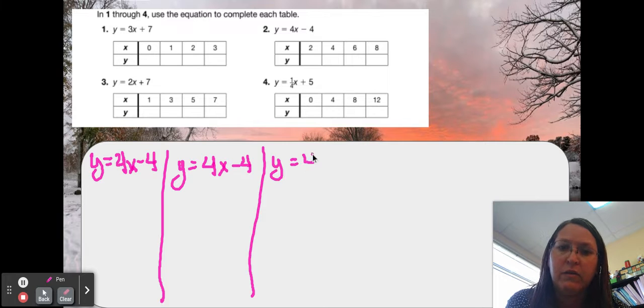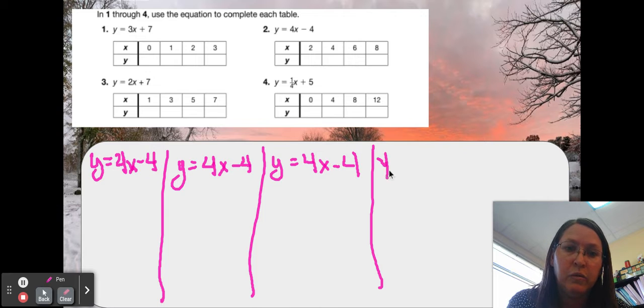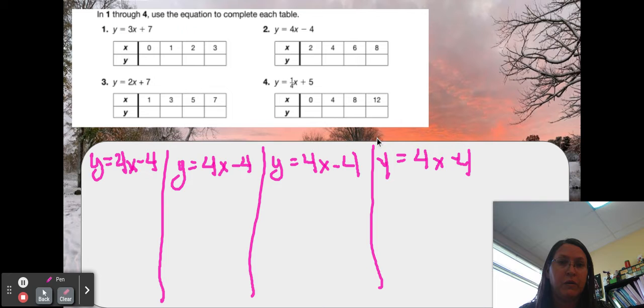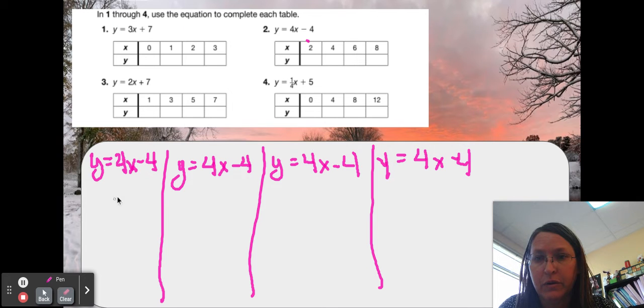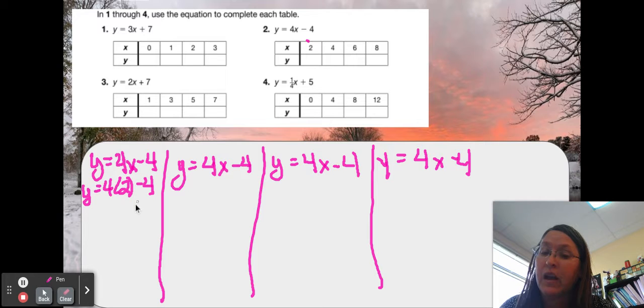Y equals 4x minus 4. First thing I'm going to do is substitute in a 2. So y equals 4 times 2 minus 4.